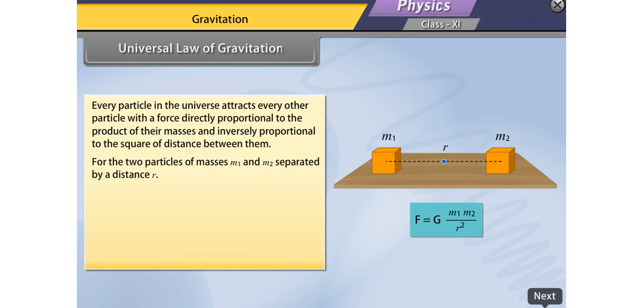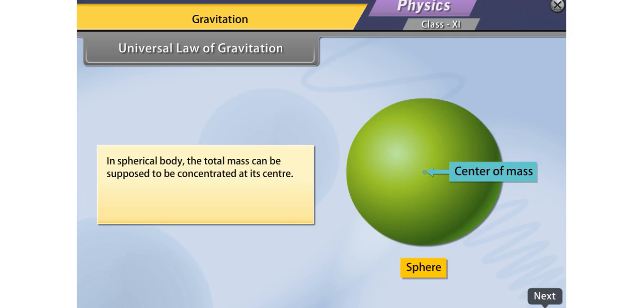For two particles of masses m1 and m2 separated by a distance r, F is equal to G m1 m2 upon r square. The constant G is called universal constant of gravitation. In a spherical body, the total mass can be supposed to be concentrated at its center. For bodies of other shapes, the distribution of mass needs to be considered.